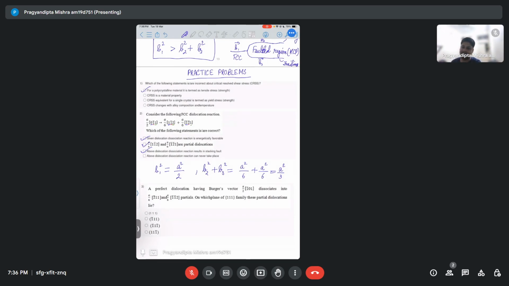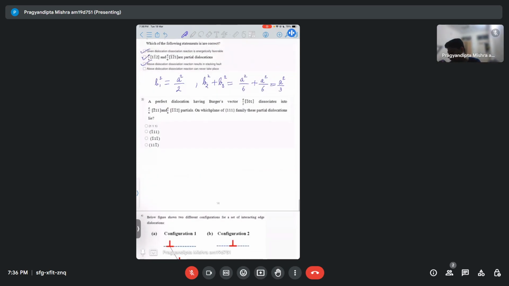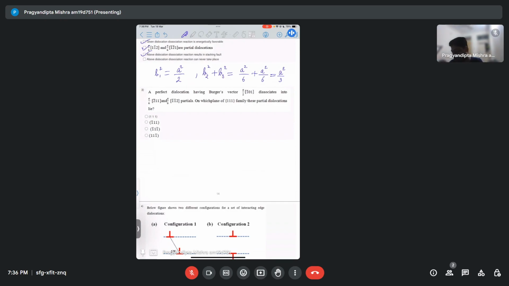Okay. Next question. A perfect dislocation having Burgers vector a/2[1-101] dissociates into a/6[2-11] and a/6[1-2] partials. On which plane of the {111} family do these partial dislocations lie? Okay, so essentially they are asking where will this lie? How will we find that out? How will we know where the partials will lie?